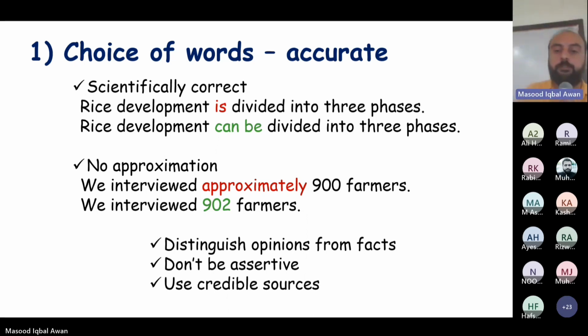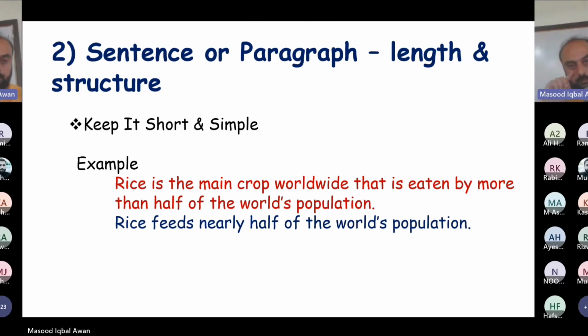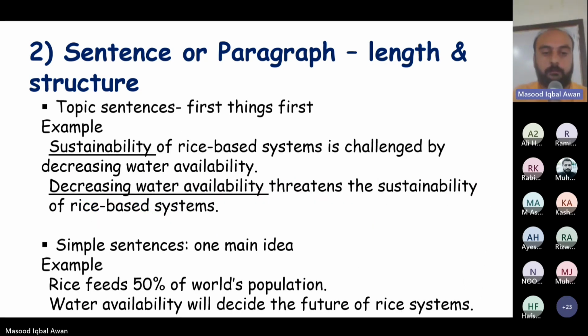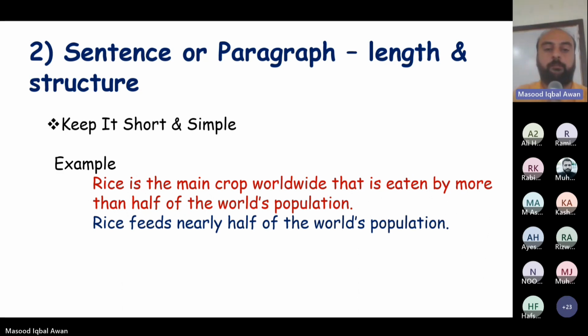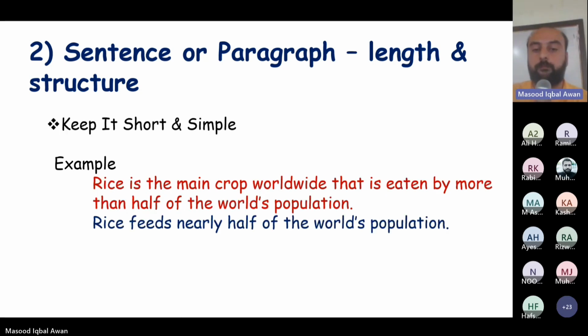So this is the first principle of effective writing, that is the words that we use should be simple, familiar, appropriate, and accurate. Words make sentences, so the structure of sentences are paragraphs. Again, same is the rule, keep it short and simple. For example, if I write rice is the main crop worldwide that is eaten by more than half of the world's population, it means the same as rice feeds nearly half of the world's population.